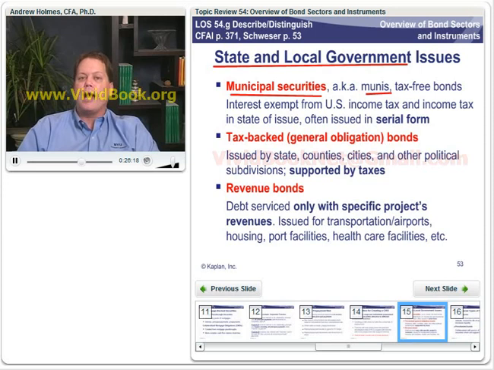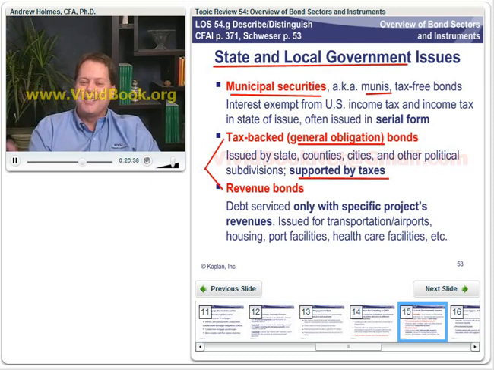There's two kinds here. There's tax-backed bonds and revenue bonds. Tax-backed, also called a general obligation bond, well, those depend on the taxing authority for repayment. So they are supported by the collection of taxes. That can be the state of California, the city of Los Angeles, and where I was going was Los Angeles Independent School District. All of those are taxing authorities. They can all issue muni bonds.